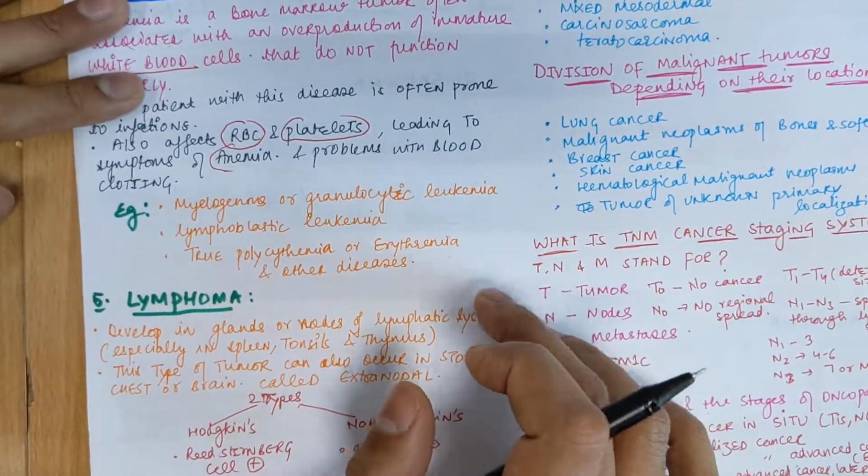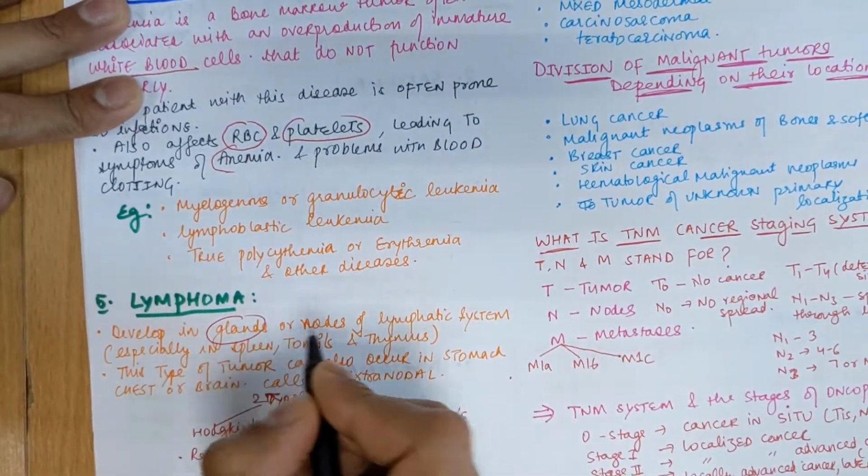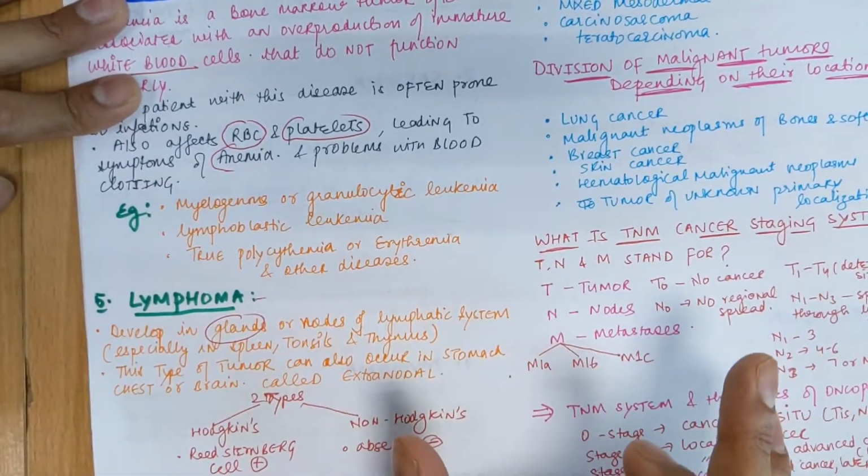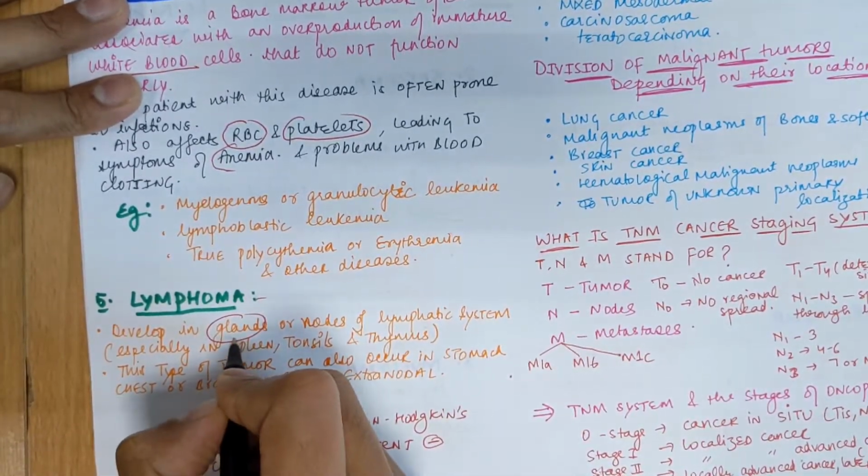Now comes lymphoma. Lymphoma develops in the glands and nodes of the lymphatic system. By the name it is clear that it is in the lymphatic apparatus or lymphatic system of the body, and it occurs especially in the spleen.